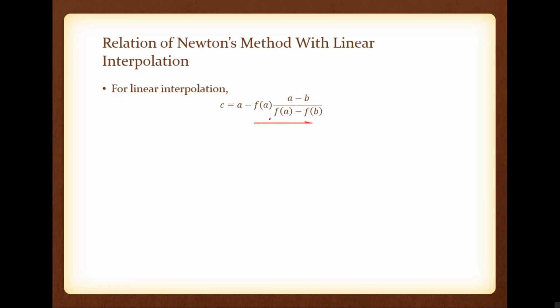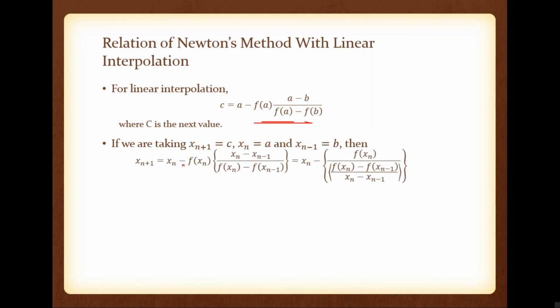This is the secant method: c is equal to a minus f of a into a minus b divided by f of a minus f of b. If we take c equal to xn plus 1, a equal to xn, and b equal to xn minus 1, then we can modify this equation. Please write xn plus 1 equal to xn minus f of xn into xn minus xn minus 1 divided by f of xn minus f of xn minus 1.